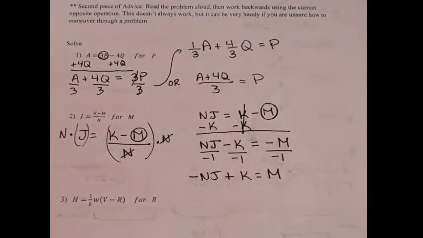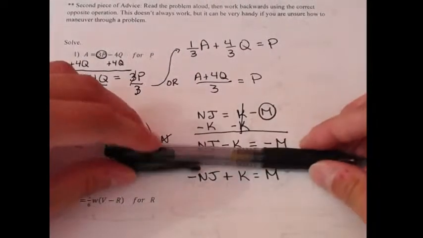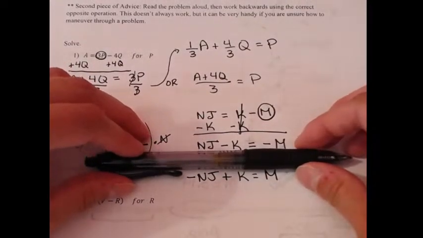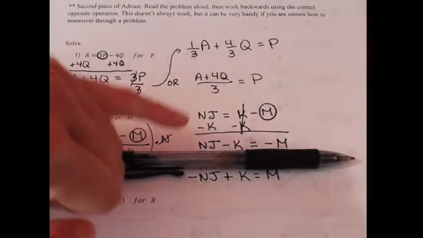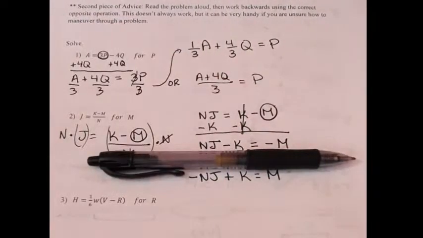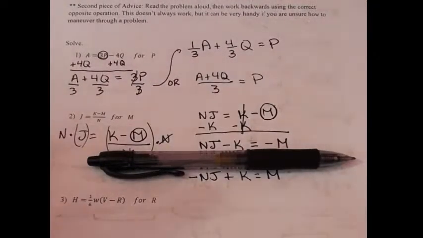What I want you to notice is something very interesting. So notice what we had. We had nj minus k equals negative m. When we multiply or divide by a negative 1, all that happens is all of the terms, their signs flip. Right? Because a negative times a positive, well, that becomes a negative. A negative times a negative, well, that becomes a positive. So all of the signs are simply going to switch.